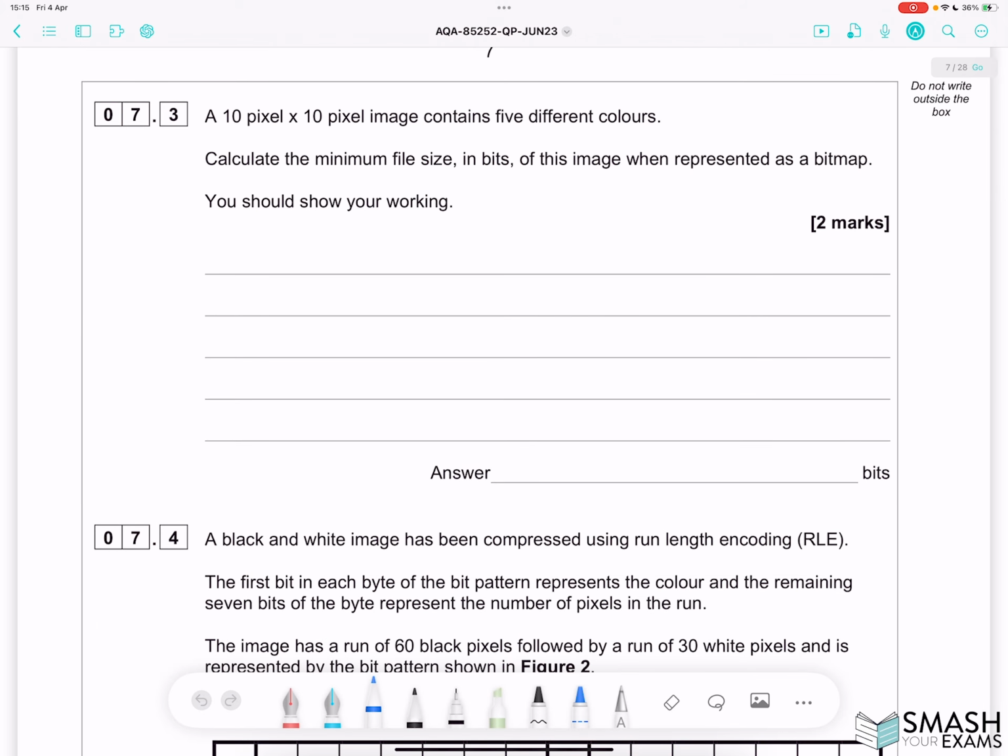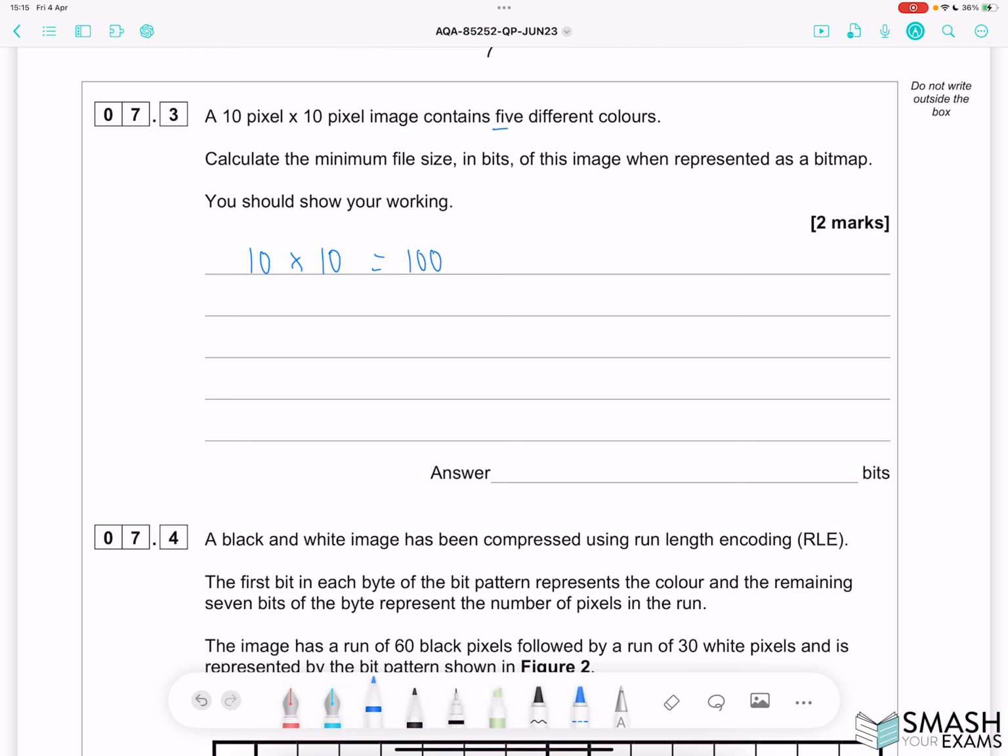So we're sticking with images now, and it's saying we've got a 10 by 10 pixel image this time, 5 different colors. Calculate the minimum file size. Okay, well, when we're trying to calculate the file size, we know that it's going to be the resolution. So remember, the resolution is the height, which is 10 pixels, multiplied by the width, which is also 10 pixels. Of course, 10 times 10 is 100.